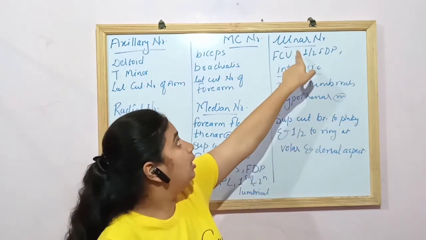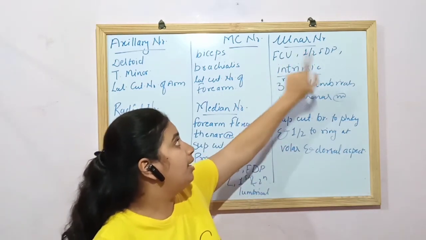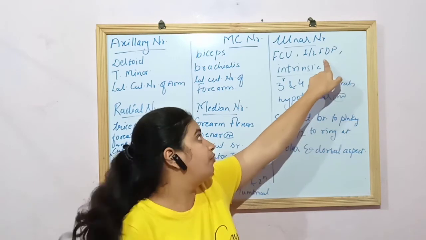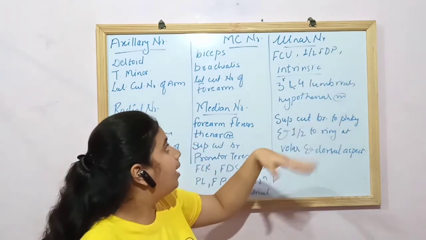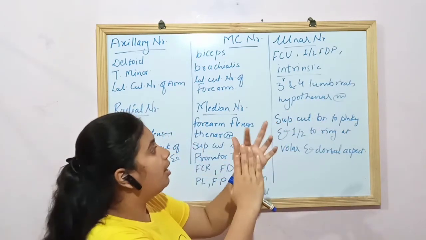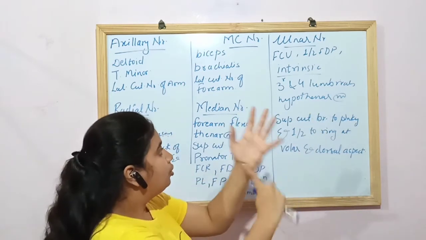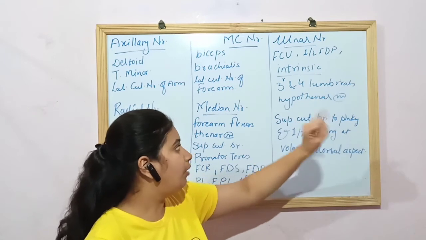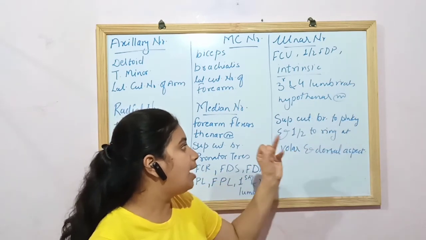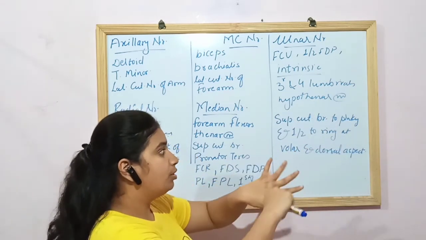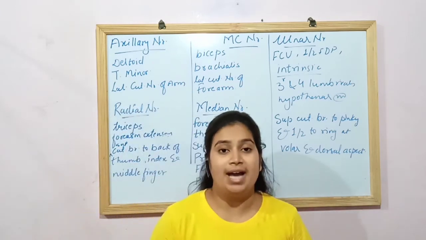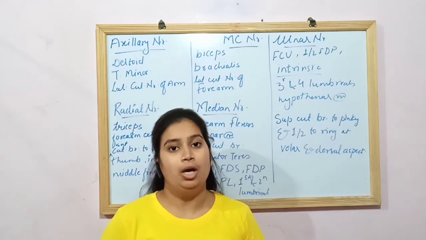Next is the ulnar nerve. It innervates your flexor carpi ulnaris and half of the flexor digitorum profundus, and in the intrinsic part, it contains your third and fourth lumbricals, hypothenar muscles, and the cutaneous branch to your pinky finger and half of the ring finger at the volar and the dorsal aspect as well. So guys, these were the terminal branches and their innervation.